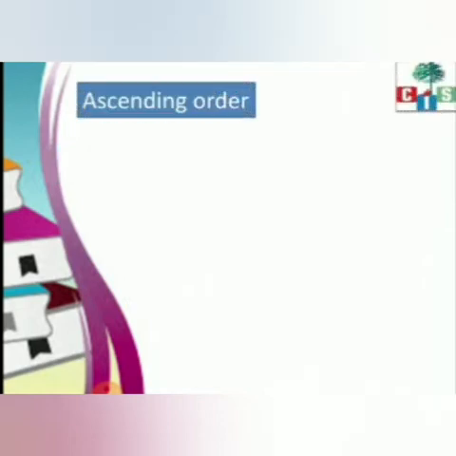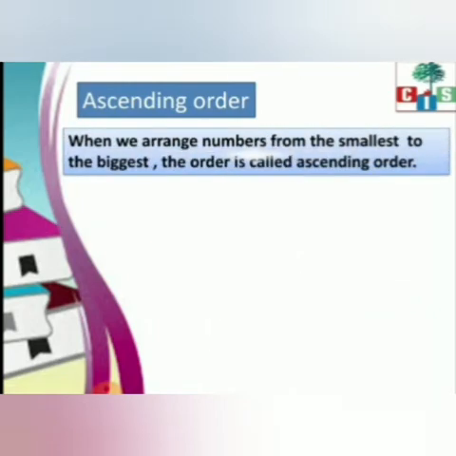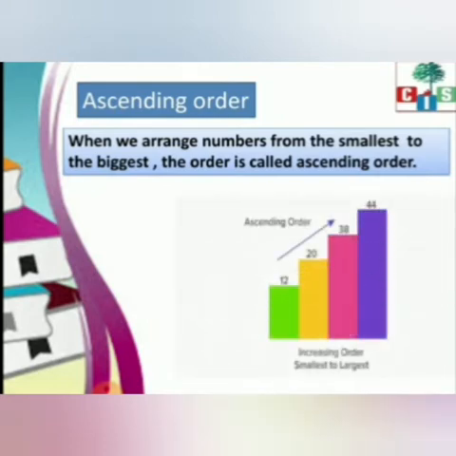Ascending order. What is an ascending order? When we arrange numbers from the smallest to the biggest, the order is called ascending order. We will arrange the numbers from the smallest to biggest, then it is known as ascending order. I'll explain you with some examples. So let's see.